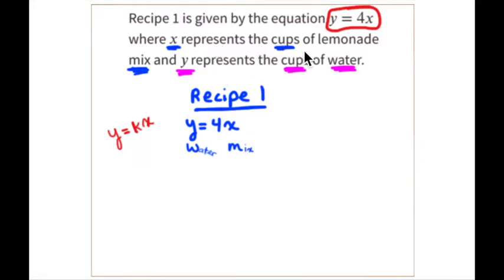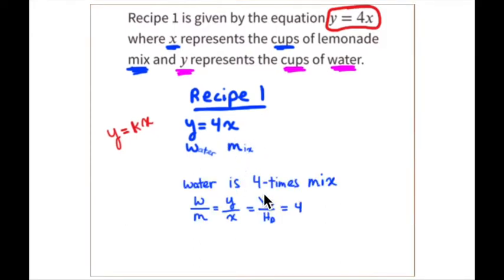x is going to be the lemonade mix, and y is going to be the water. So I'm going to say w equals 4 times the amount of mix. And so what that tells you is that for every cup of mix, you use 4 times that amount of water. So the amount of water per mix is y over x.